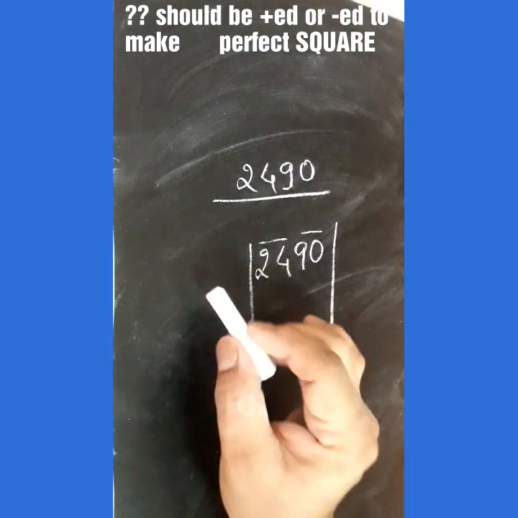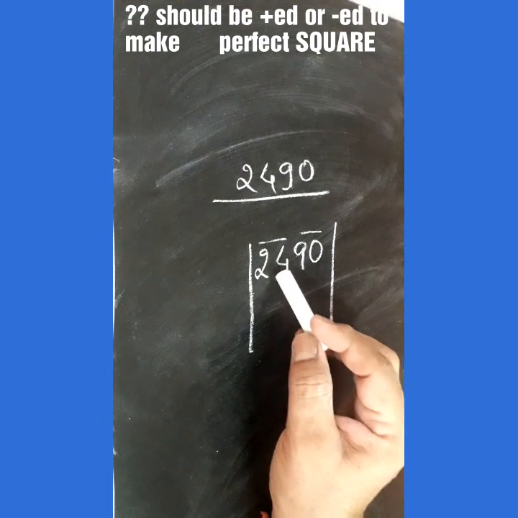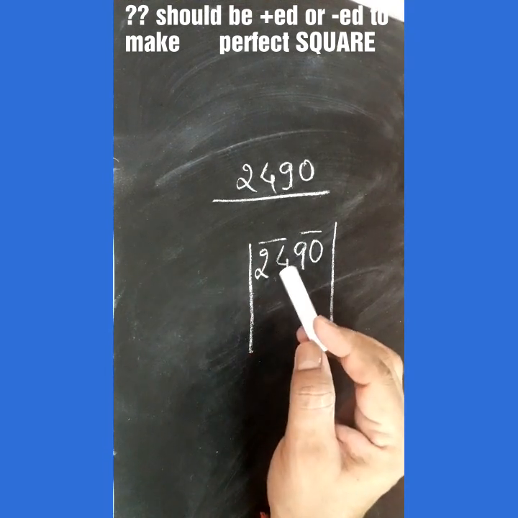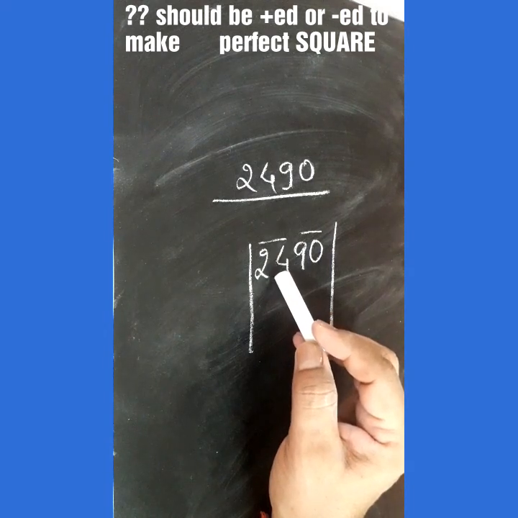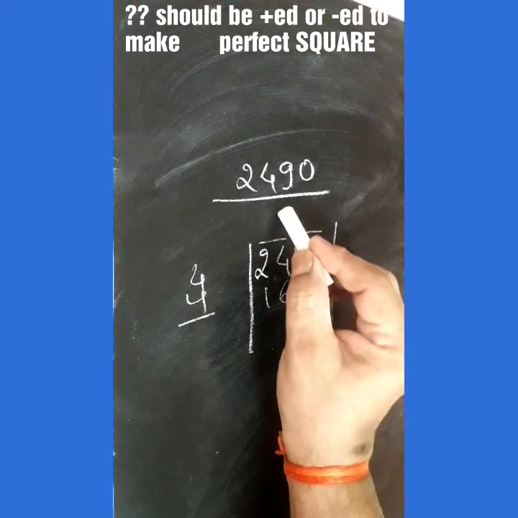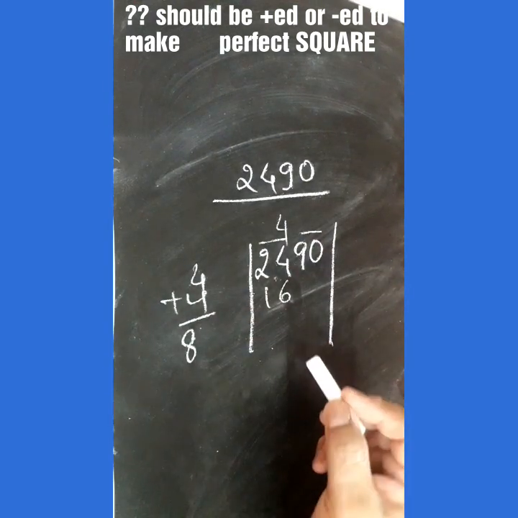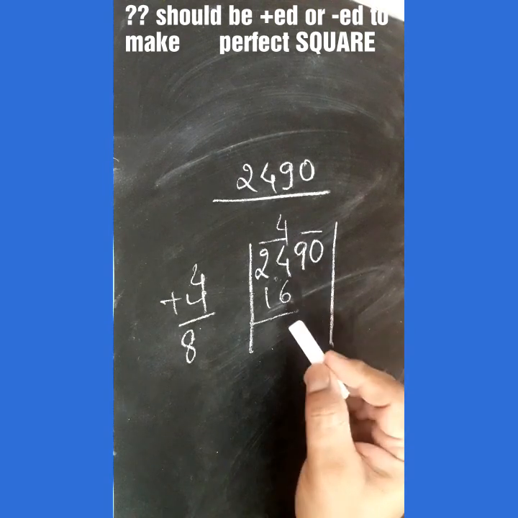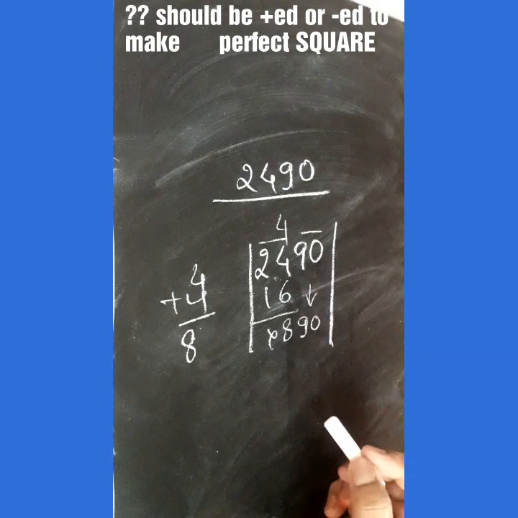Now we will take 3. 3 times 3 is 9, very small. Then 4 times 4 is 16, and 5 times 5 is 25. 25 is greater than this, so we will take 4 here. 4 times 4 is 16. We will add 4 plus 4, 8. We will subtract 24 minus 16, 8. We will bring down the 90, this pair, from here.